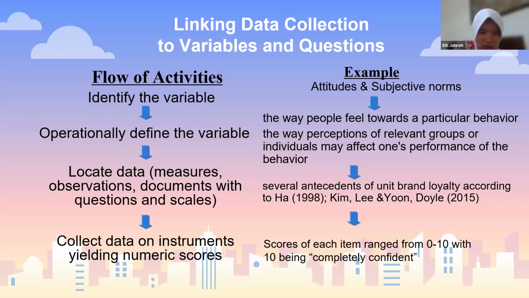Based on the instrument, based on the tools that you use, you can get the numerical score, if it's quantitative data. Okay, this is the example: the attitude and subjective forms, and then definition, and then some antecedents about brand loyalty. This is the example, and then the score. You have the Likert scale 0 to 10, for instance.